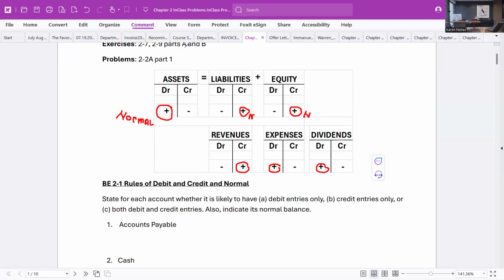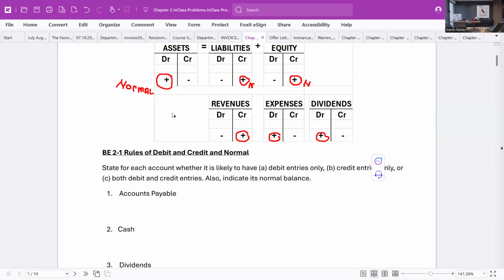So with that in mind, let's get started with BE 2-1, and I'll leave those debit and credit rules up there for just a few minutes. So when we look at accounts payable, what's true of accounts payable? Well, we could very well have both debit and credit entries. Why? Because when we increase our accounts payable, we're going to be crediting it. And when we pay our accounts payable, we're going to be debiting the account.